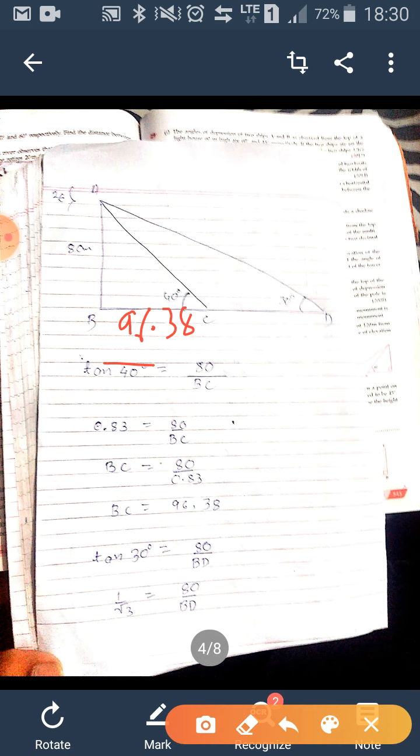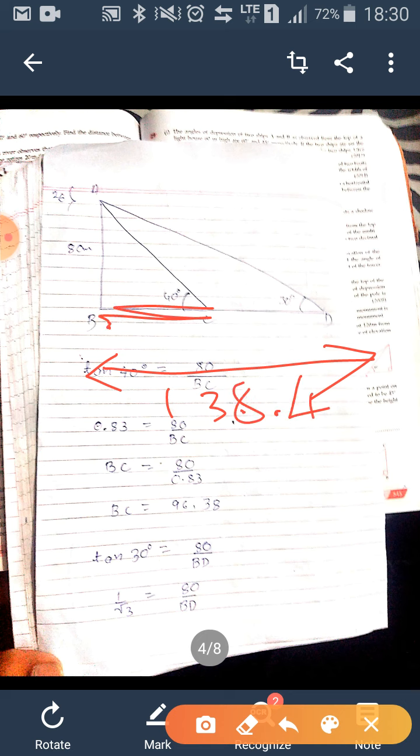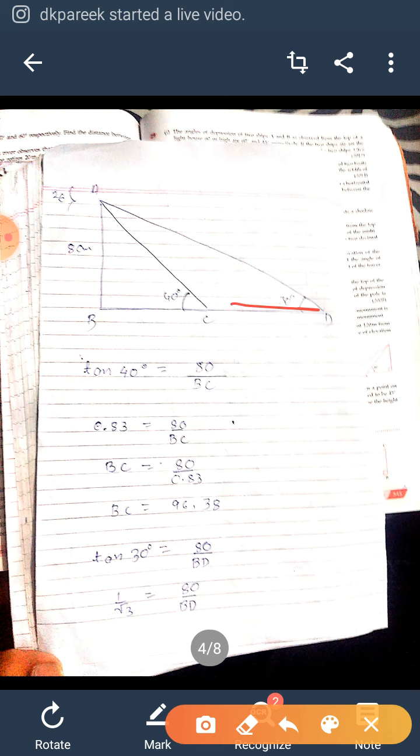Now I have that this portion is 96.38, and this whole portion is what did we get? 138.4. So this whole portion is 138.4, and only this portion is 96.38. If you subtract both of them, you will get this portion, and this portion is the distance between the two ships. The whole sum was about finding out the distance between the two ships, and that we have done.